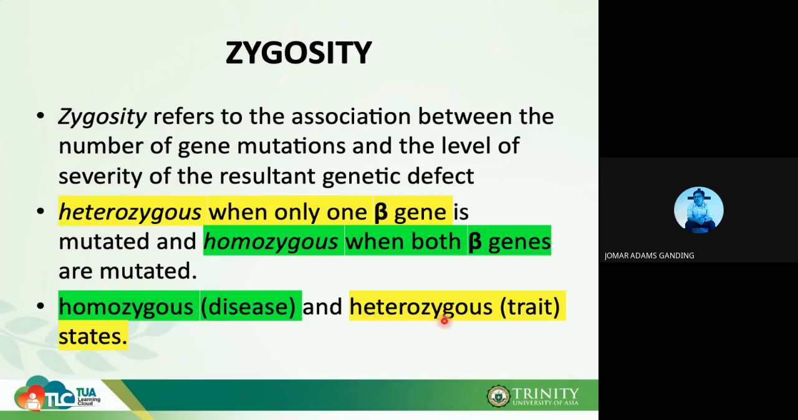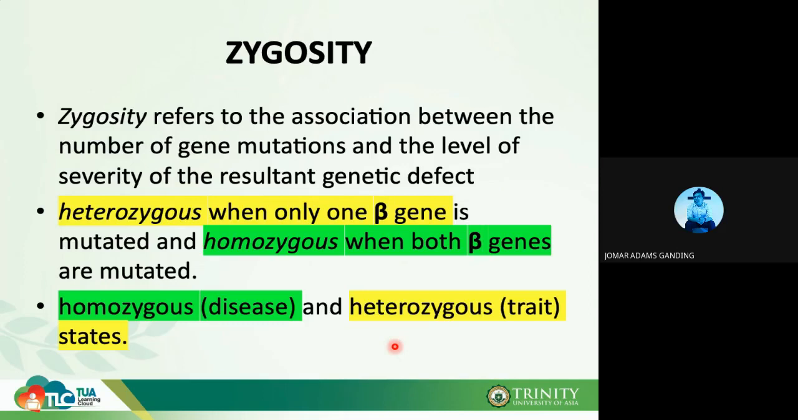Kapag heterozygous naman, there is a trait. This will now be characterized by a mild, sometimes asymptomatic pa nga na condition. In some cases, your patients with, take for example, your hemoglobinopathy trait are eventually just carrier, lalo na kapag asymptomatic naman sila. Carrier lang sila ng mutated gene.